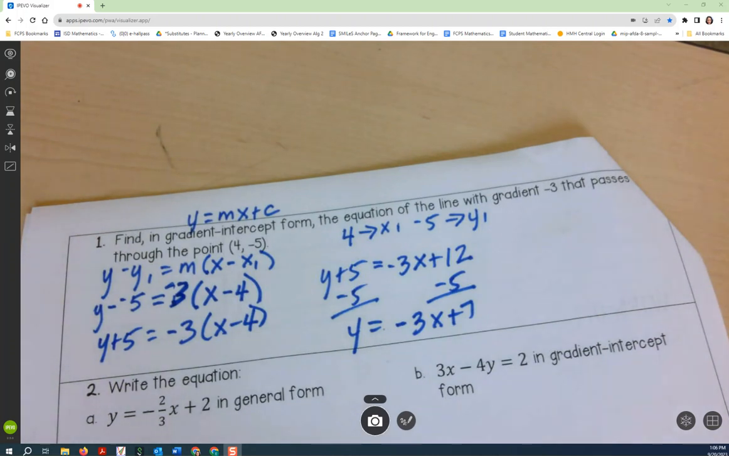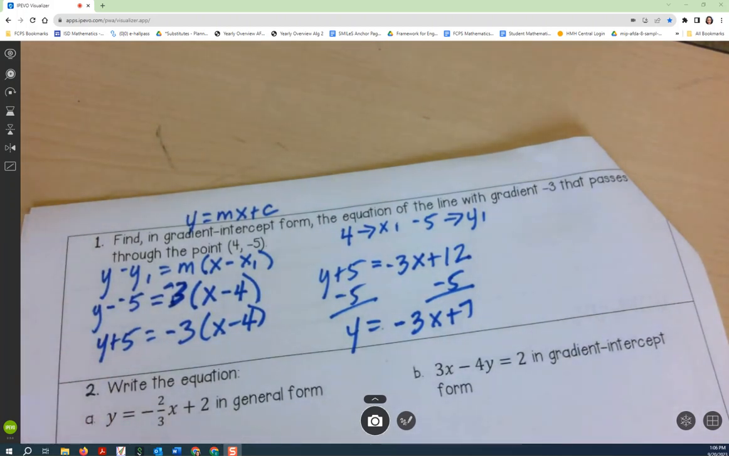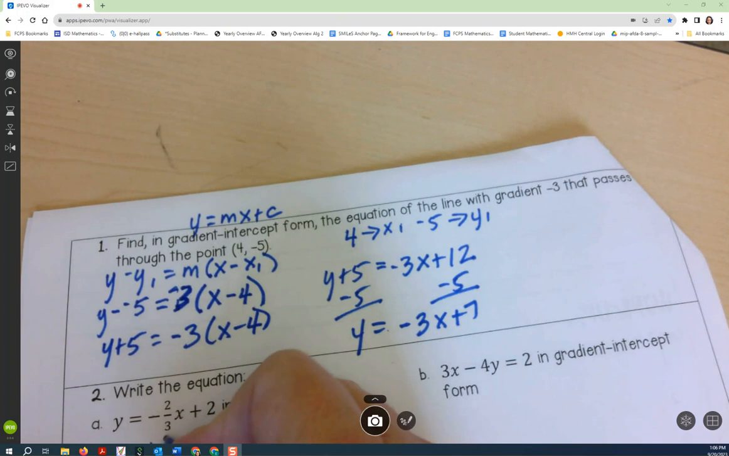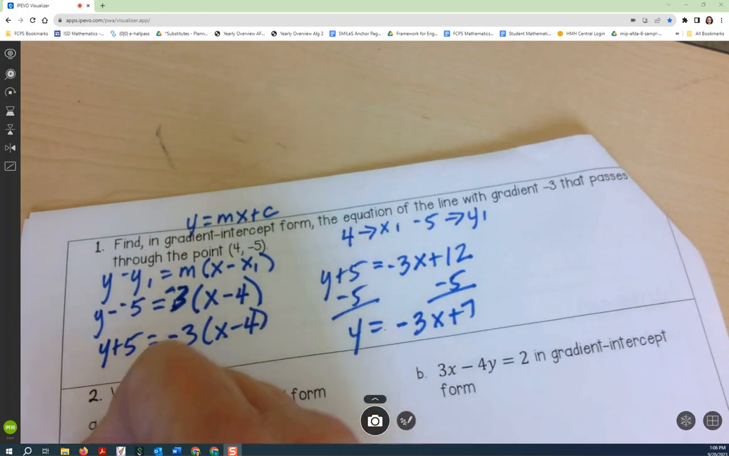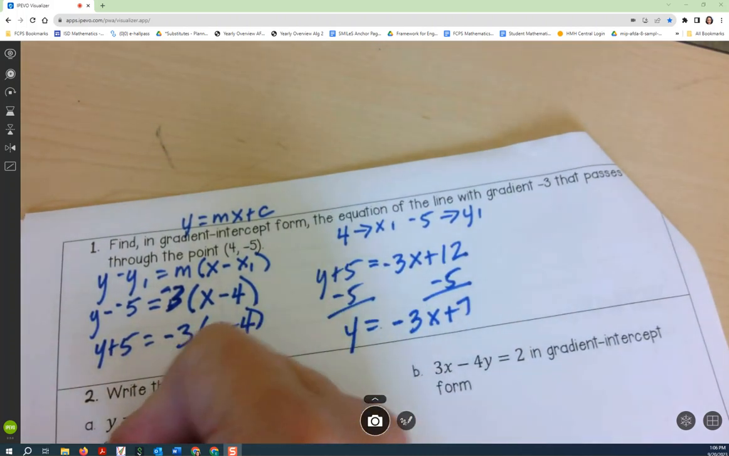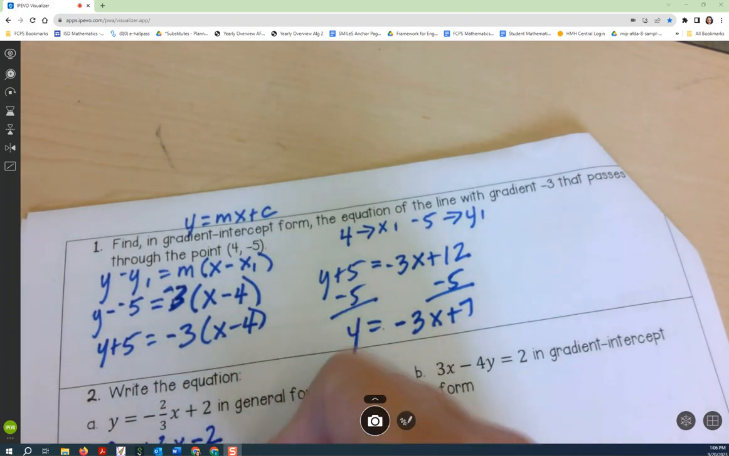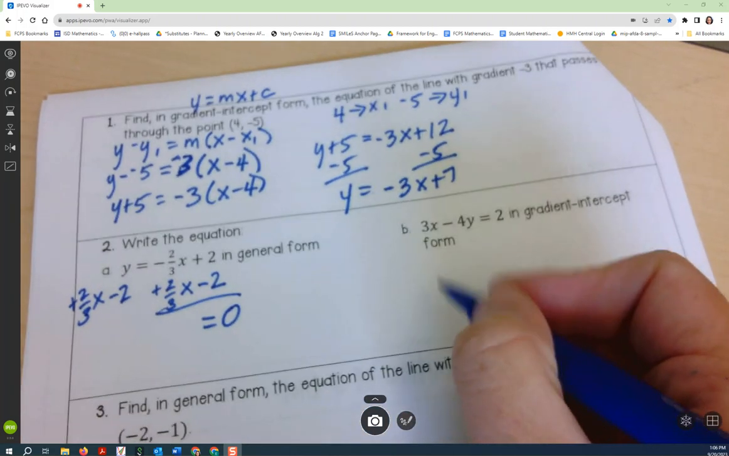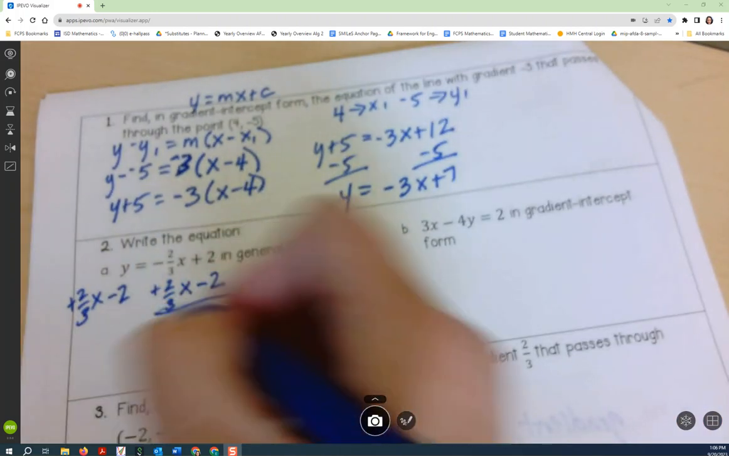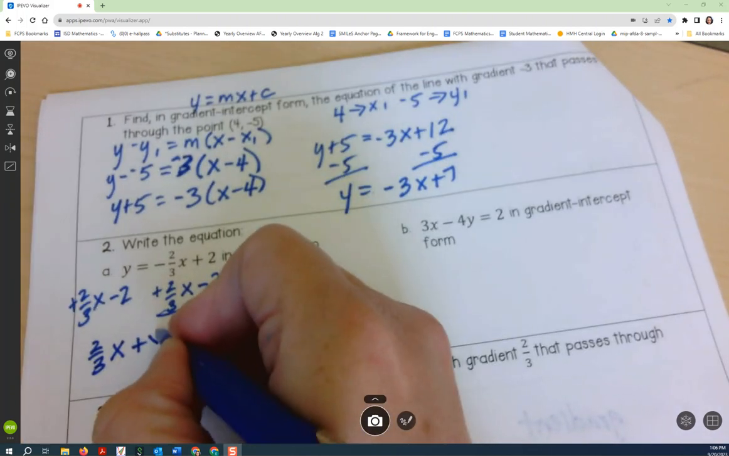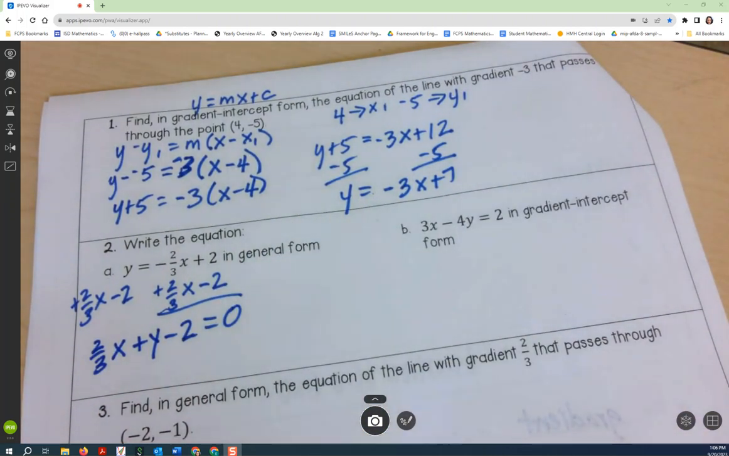Okay. In the next one, we're given the whole equation, and we're just supposed to change the form to general form. So I need to get everything on the left side, so I'm going to do that by adding 2/3 x to both sides and subtracting 2 from both sides. So on this side, everything cancels, and I have 0. Oops, sorry, you couldn't see any of that. And then on the other side, I'm going to just put them in the same order with the x term first. 2/3 x plus y minus 2 equals 0.